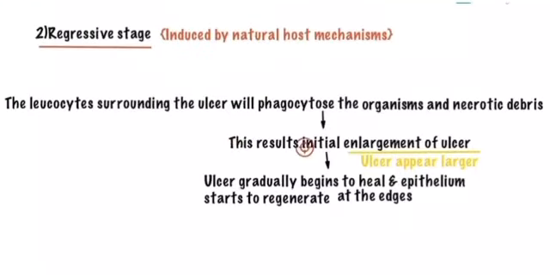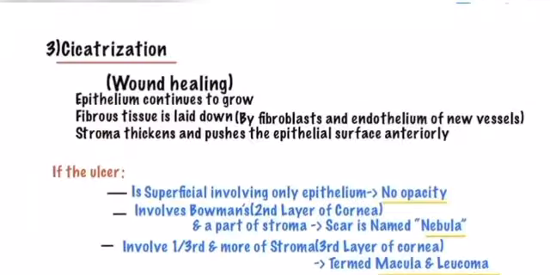So this results in the ulcer appearing larger, and the ulcer gradually begins to heal, and the epithelium starts to regenerate at the edges. At the end of the second, regressive stage, the ulcer will start to heal. By the third stage, cicatrization, which is a term associated with wound healing, the epithelium continues to grow. The epithelium, the first layer of the cornea, has a capacity to regenerate. So that epithelium will continue to grow, and fibrous tissue is laid down by fibroblasts and the endothelium of the new vessels.